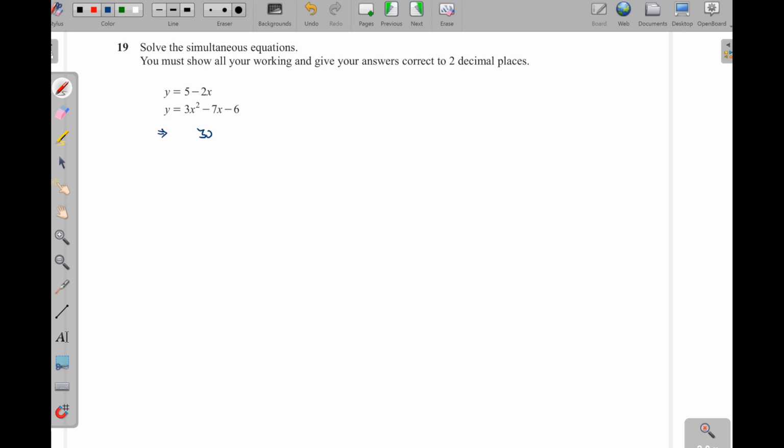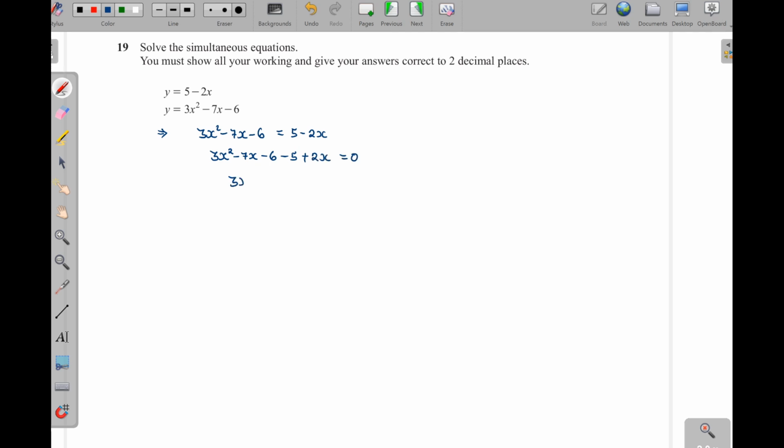So we have 3x squared, then minus 7x minus 6, where I'm getting the whole of this and placing it here. This one will be equal to 5 minus 2x. Bring everything onto one side and then form a quadratic equation. So this will be 3x squared minus 7x minus 6 minus 5. This one is a negative; when it crosses, it's a positive, right? Then plus the 2x, which is equal to 0.